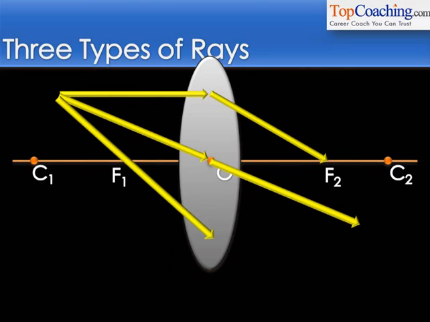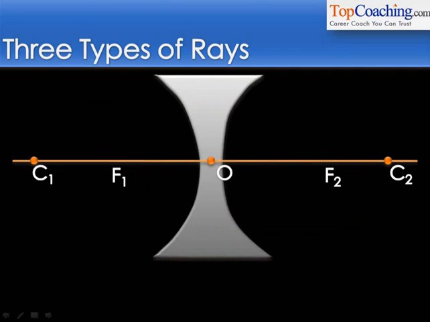Another type of ray is the ray which passes through the focus f1 of the convex lens. So if a ray strikes the convex lens after passing through the first focus of the convex lens, then after refraction from the lens, the ray becomes parallel to the principal axis. So this is again another point that you must remember. If a ray passes through the first focus of a convex lens, then after refraction, it becomes parallel to the principal axis. There are similarly three types of rays in the case of a concave lens also.